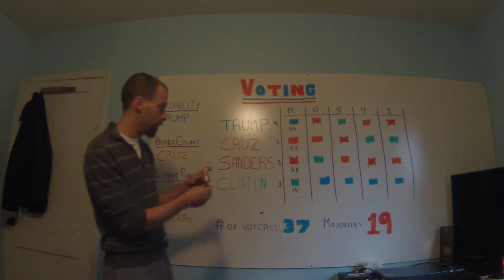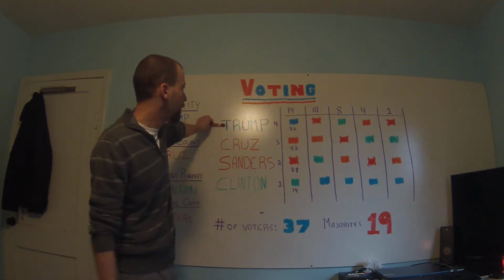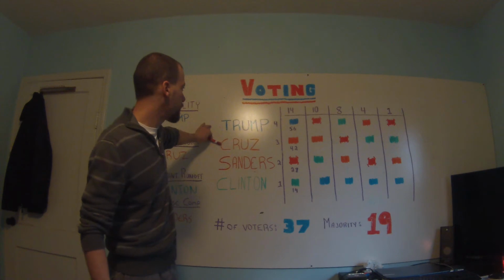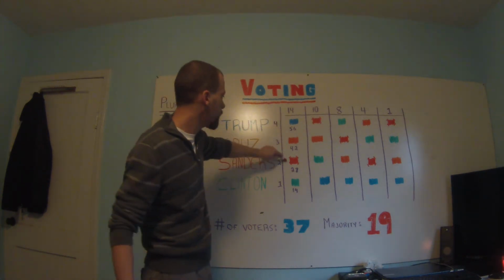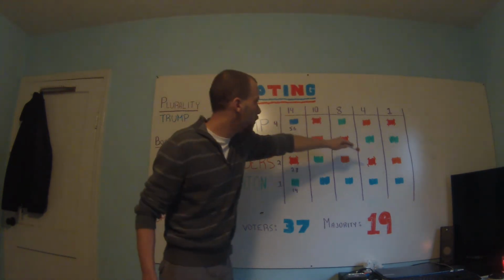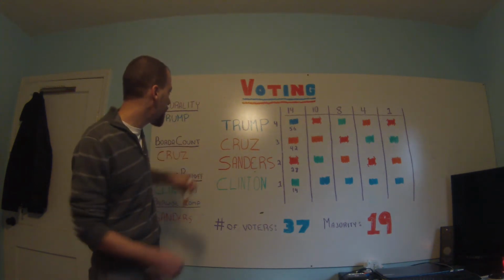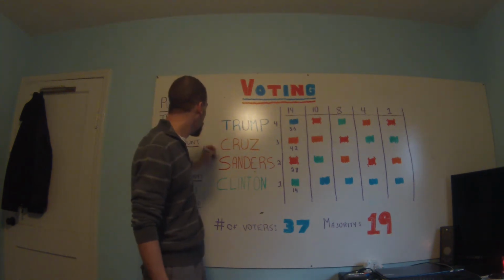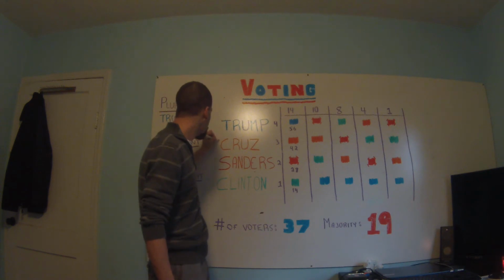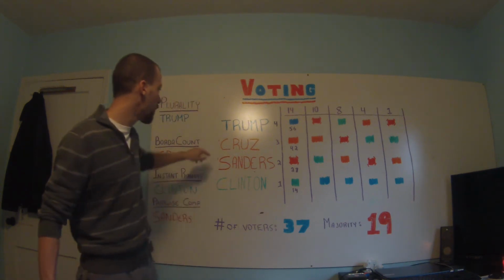You would do round robin. You would say, okay, Trump loses to Cruz. Does Trump beat Sanders? He beats him here, but nowhere else. So Sanders wins that point. So Trump's got 1 point. Nope, Trump's got 0 points. Cruz has 1 point. Sanders has 1 point.